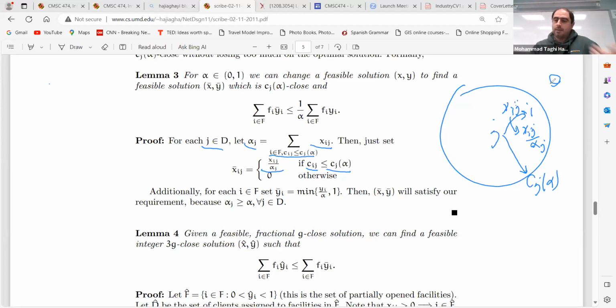Good. Now, what will happen? So we satisfy everyone because we have divided by alpha j here. So everything is satisfied inside, nothing outside. What about in terms of facilities? What did change essentially regarding the facility cost? So for the facilities, I also defined yi bar to be the minimum of yi over alpha and 1. As I mentioned, alpha times yi's cannot be more than 1. Why do I do this one?